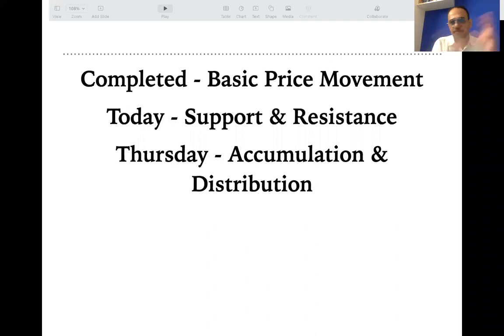One week before, we completed basic price movement. So, we have a trilogy, right? Three concepts joined together make a solid foundation for trading in the stock market. First, we learned about basic price movement, which we have completed earlier. Today, we are going to learn about support and resistance. On coming Thursday, we will be learning about accumulation and distribution to understand what big players are doing.